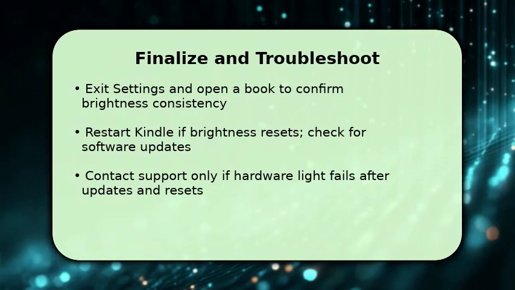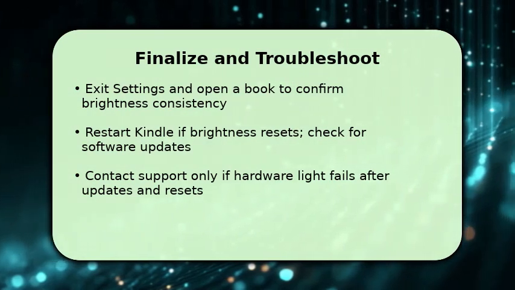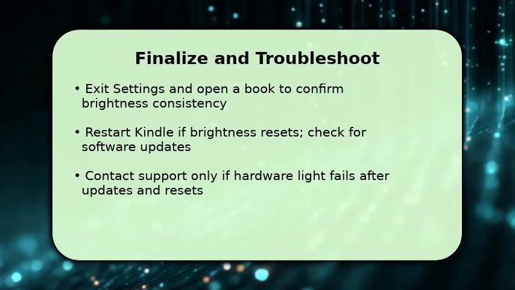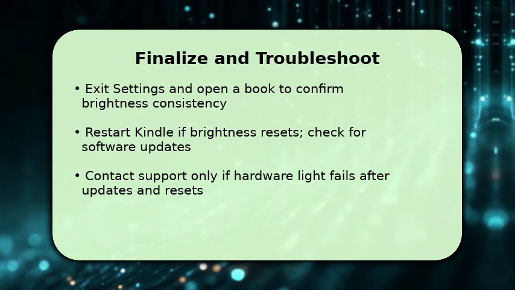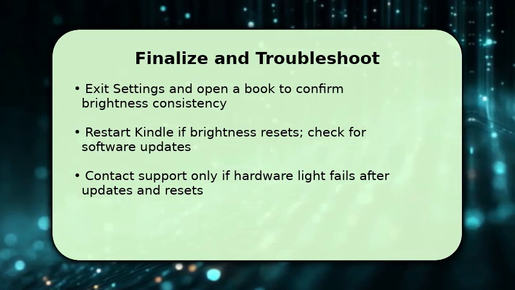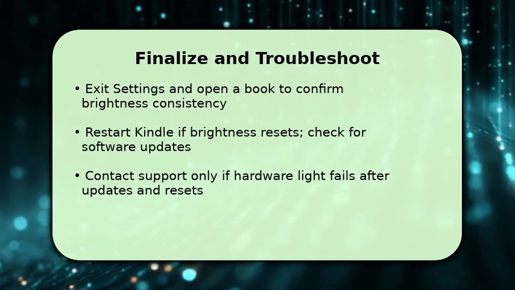You finish by exiting settings and opening any book to confirm the brightness you set applies while reading. If it resets or flickers, restart the Kindle first. Often a reboot clears temporary sensor or software glitches.